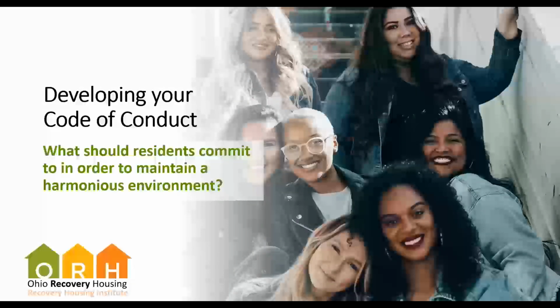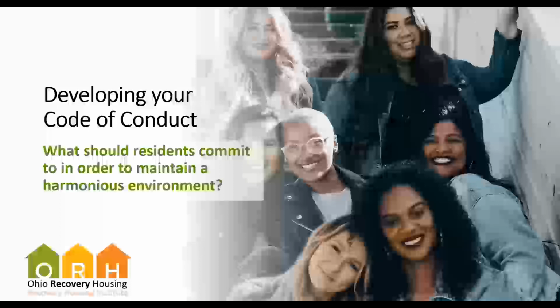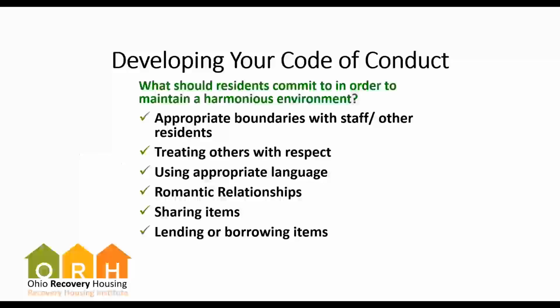And then another question to ask is, what should residents commit to in order to maintain a harmonious environment? We've talked about being drug and alcohol free, about physical house safety, and about what you're going to do to promote your recovery. But a big part of recovery housing is also just making sure that people get along with one another. This can certainly be different from house to house, so it's a good idea to ask residents or past residents about these factors, and it can also depend on the makeup of your house.